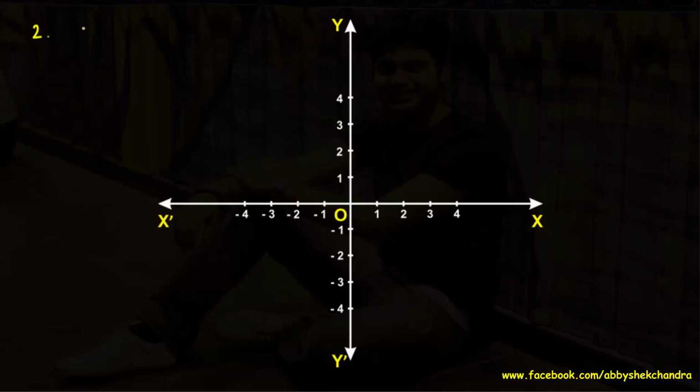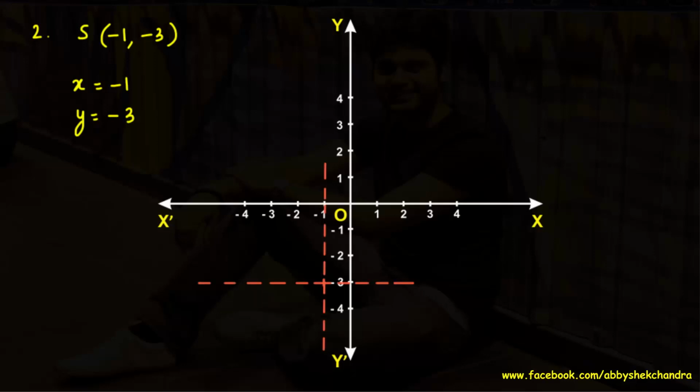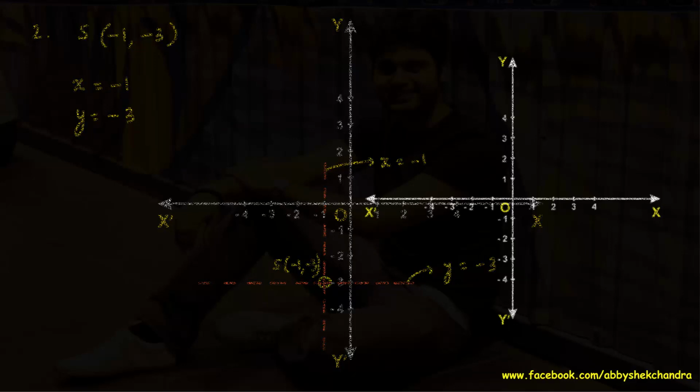Example 2. Plot the point S -1, -3. To plot S, we need to do the reverse of what we did in the previous example. Now the x coordinate of S is -1 and the y coordinate of S is -3. Make a line perpendicular to the x-axis at x equal to -1 and a line perpendicular to the y-axis at y equal to -3. Their point of intersection gives the required point S.